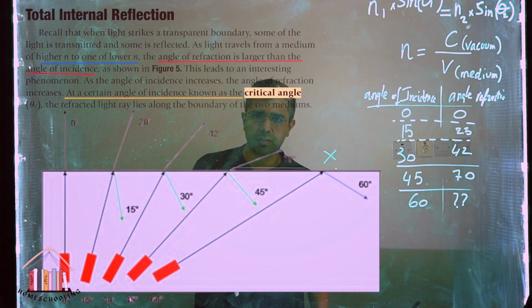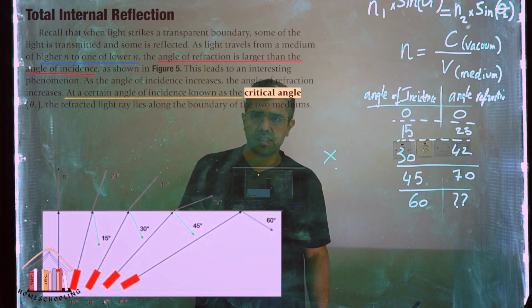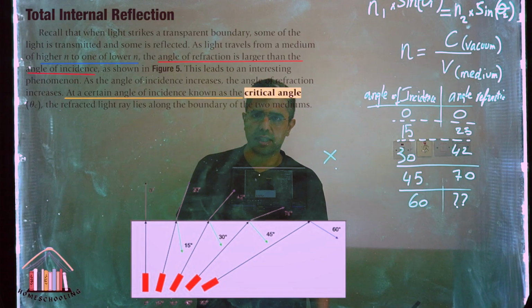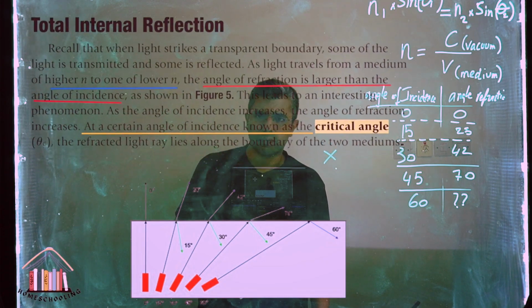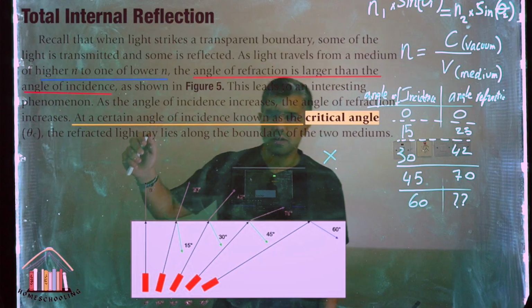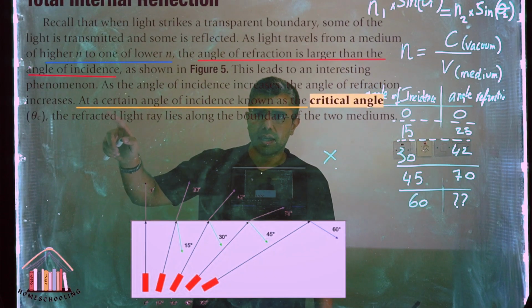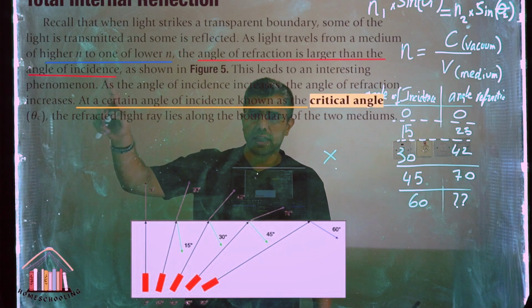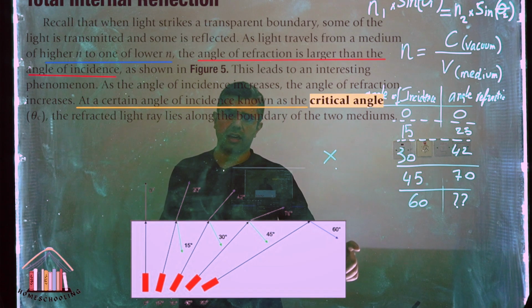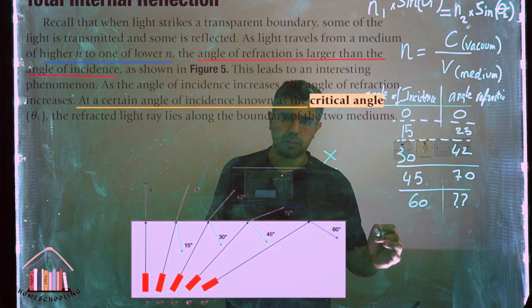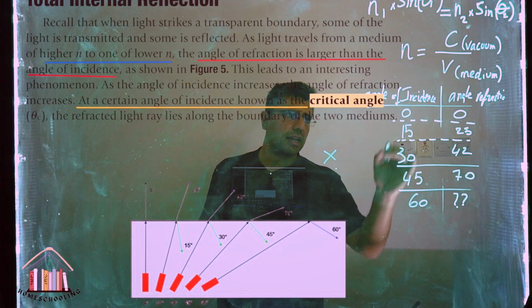So let's go back to the text now to see what they are trying to explain to us in this case. So the total internal reflection, we have the higher n. We know that it's passing from a medium with higher n, and that's the angle of incidence.